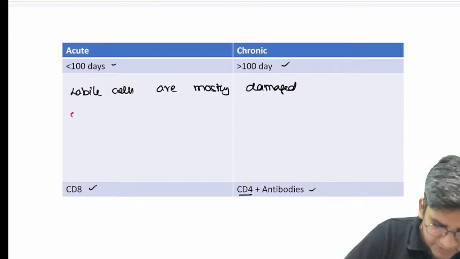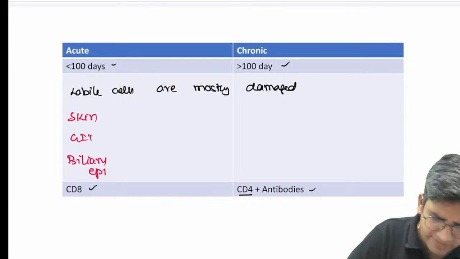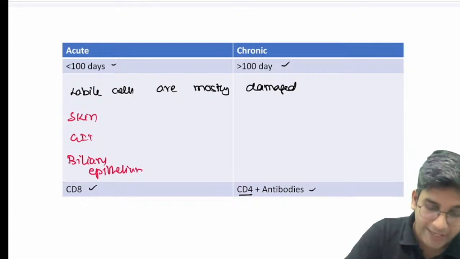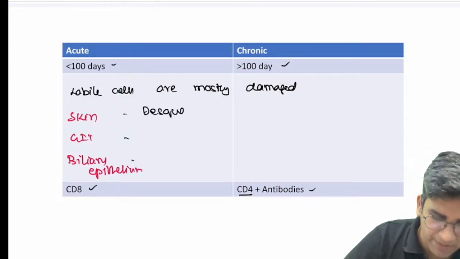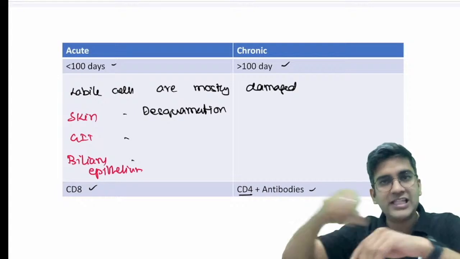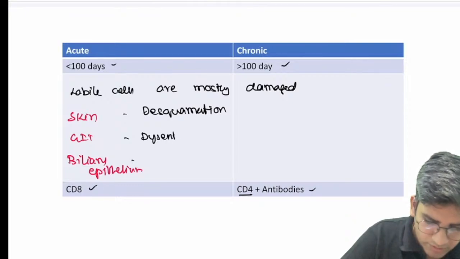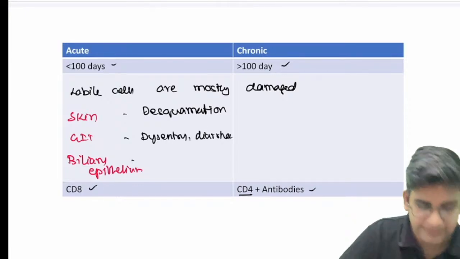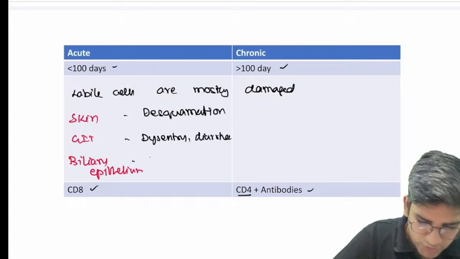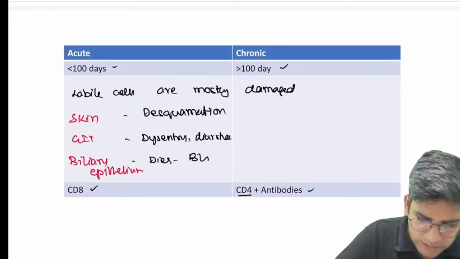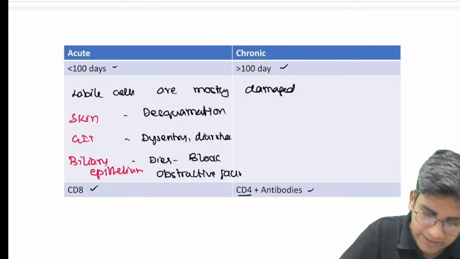Now, we have three things: skin, that's one; GIT, that's one; and biliary epithelium. Every epithelium obviously is a labile cell, right? That also will be damaged. So in case of an acute GVHD, everything is acute. Skin, what happens is we have a phenomenon called desquamation. Desquamation means skin has been ripped off. That's desquamation, right? And GIT, you'll have dysentery and you'll have diarrhea. That's again acute. Biliary epithelium, the entire biliary epithelium will die and block the biliary radicals, which causes obstructive jaundice. This is what happens in case of an acute GVHD.